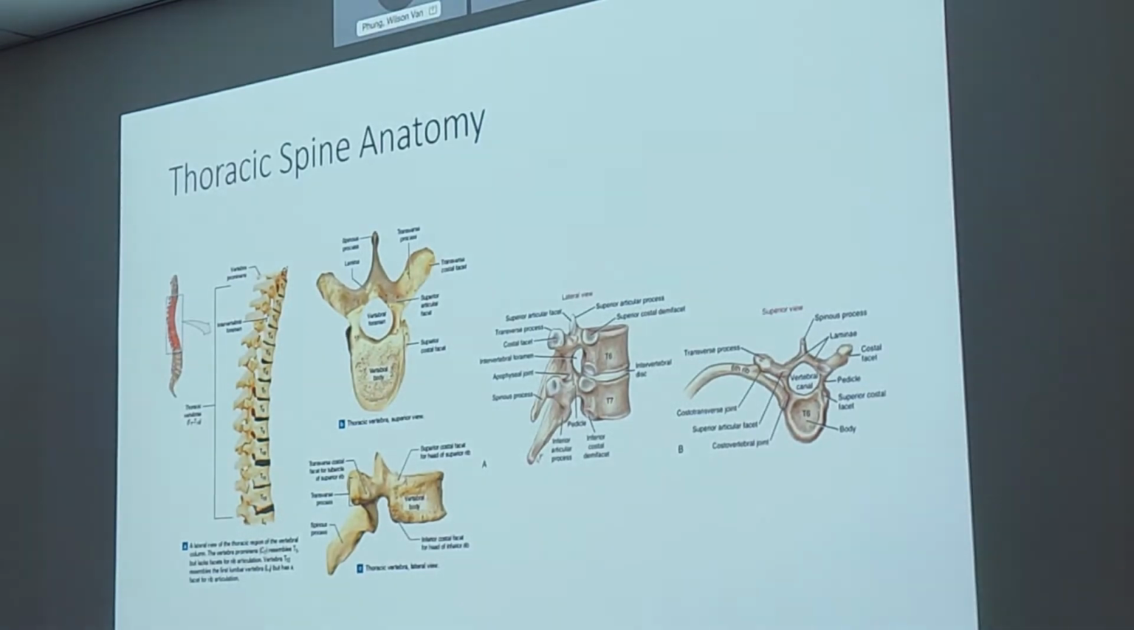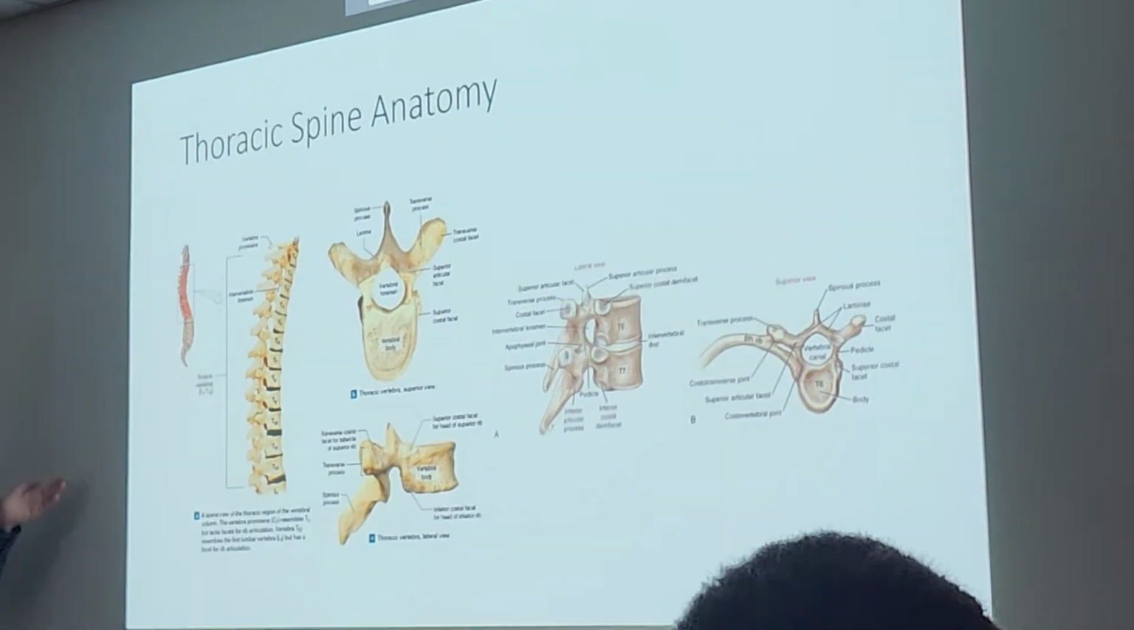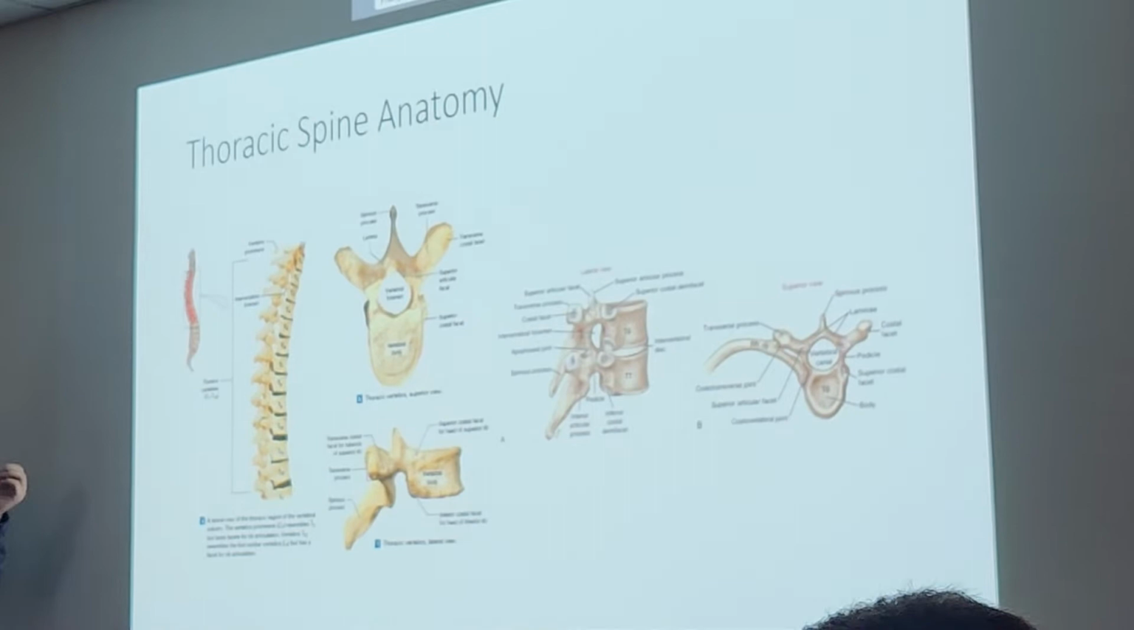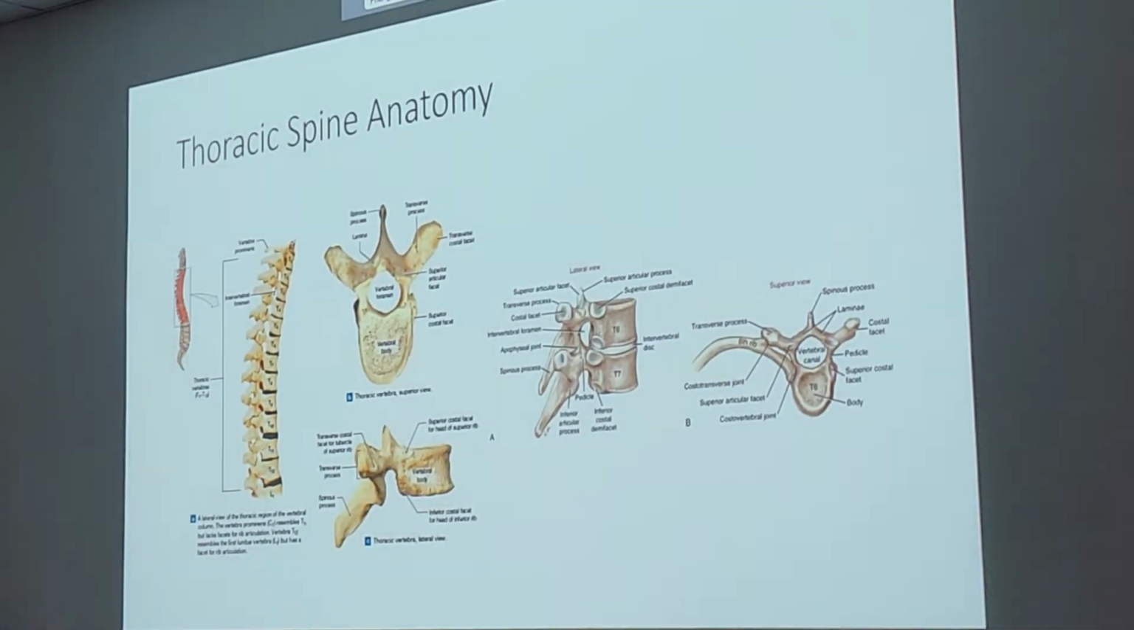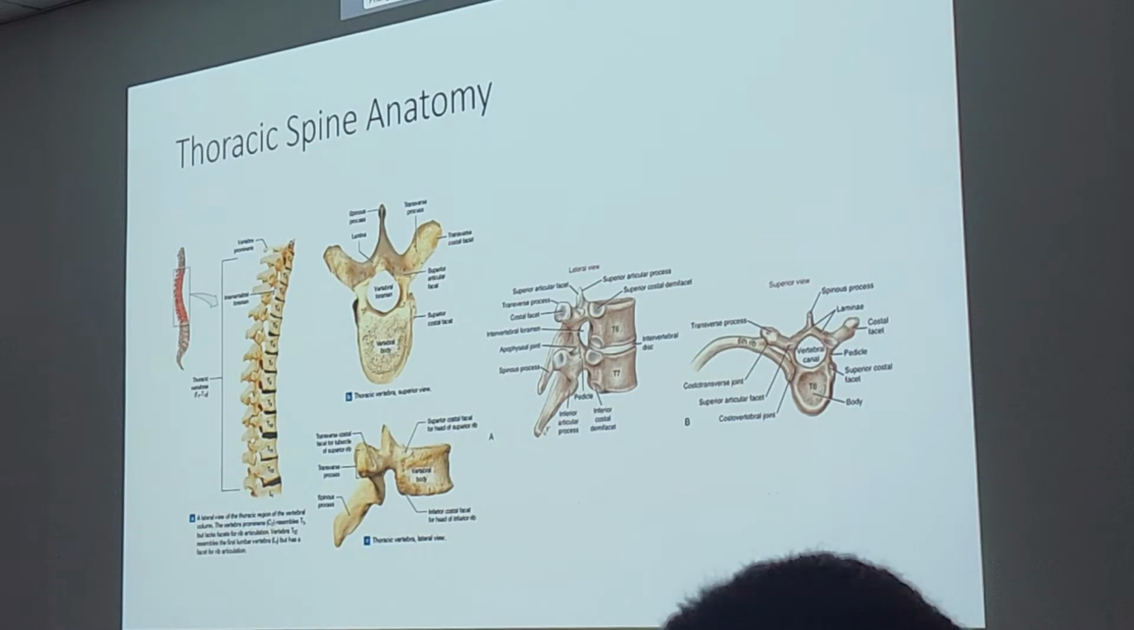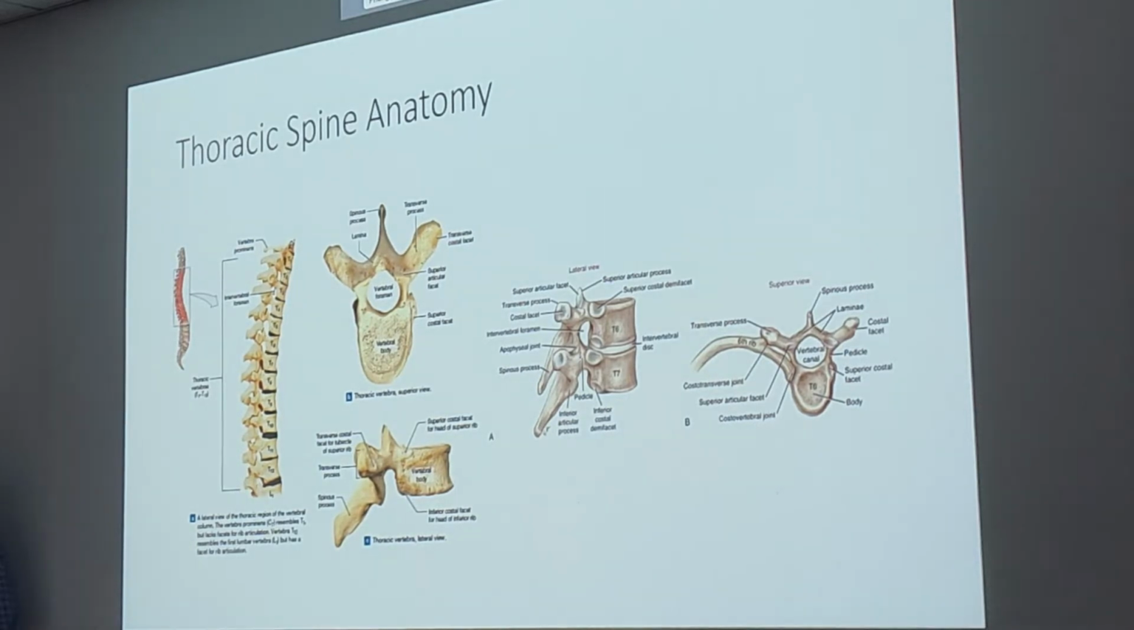If you don't know basic anatomy, when I talk about pathology, you won't know what I'm referring to, right? So if I say that the body of the vertebrae is fractured, and you don't know what the body of the vertebrae is, you have no idea what that fracture is. So you need to know basic anatomy of the spine.